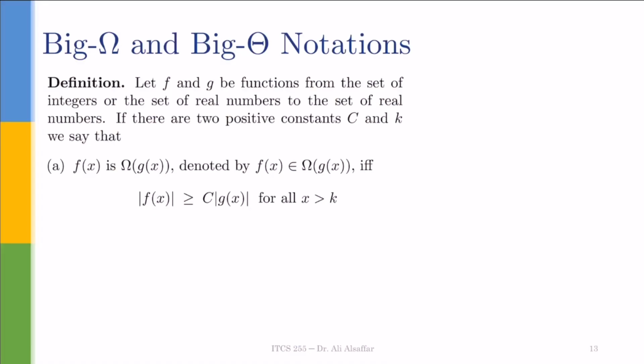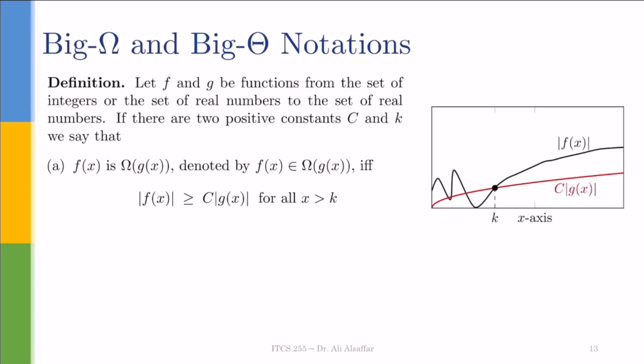So now we are coming back to the basic definitions for both big omega and big theta. First, we have two functions from the set of integers or the set of real numbers. And if there are two constants, c and k, then first the basic definition for big omega says that f of x is greater than or equal to c multiplied by g of x for all x greater than k. To see the relationship between the functions graphically, this is how the two functions are related.